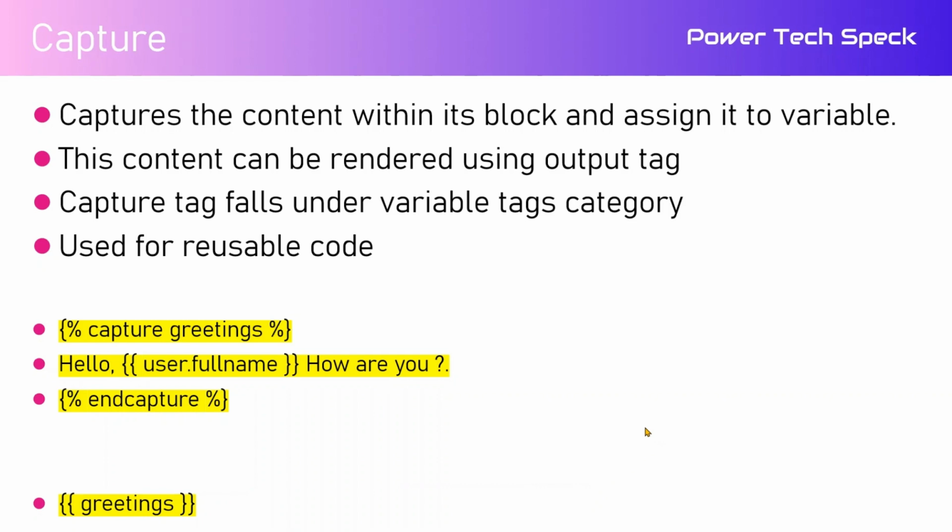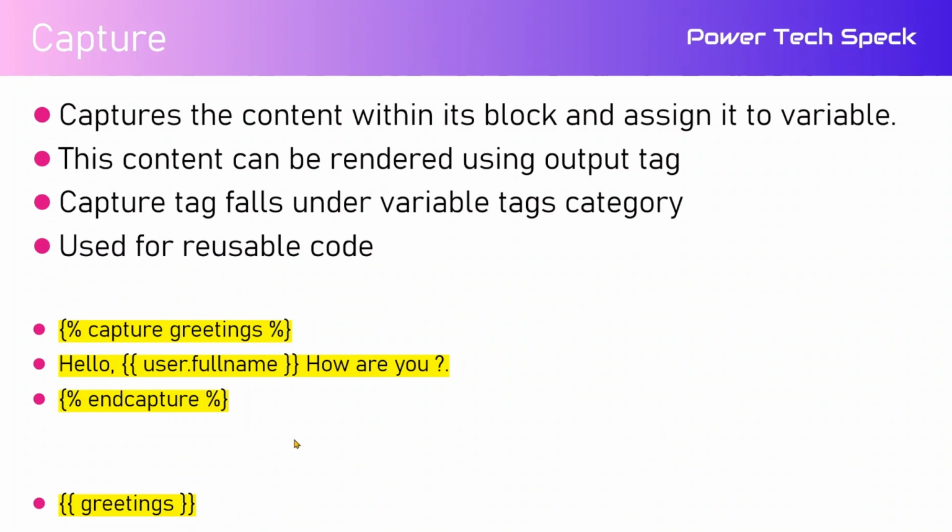So basically it is equivalent to an assign tag, but assign tag will assign a specific value to a variable, and the variable assignment can happen whether it's a string or a boolean or a datetime or whatever the data type is, but this spans across multiple lines.